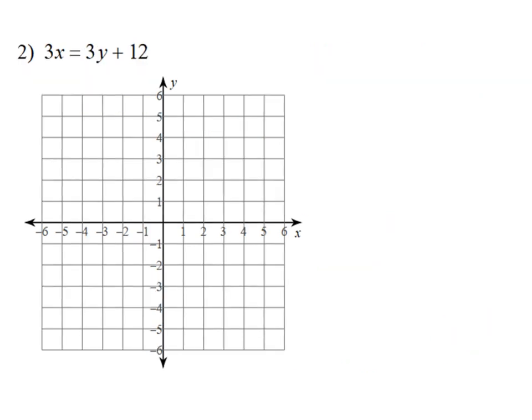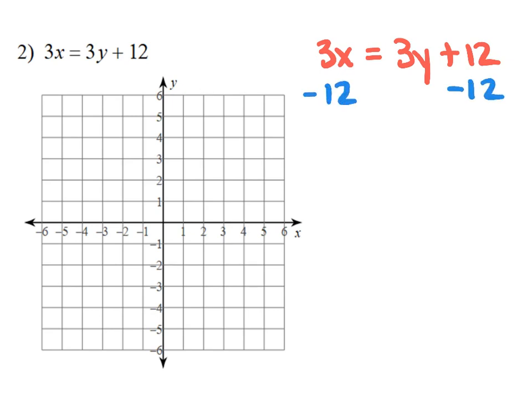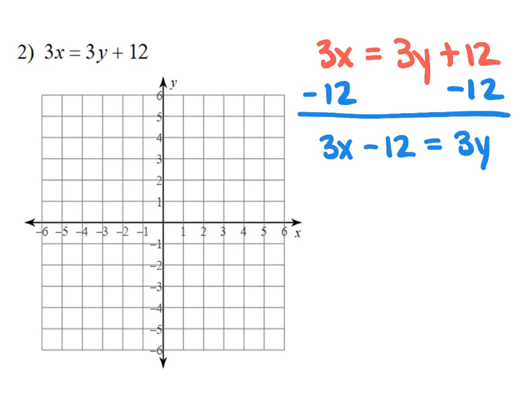In my next example, I'm given the equation 3x equals 3y plus 12. If I want to solve to get y by itself, this time I'm just going to move the 12 over. So I would subtract 12 from both sides to get 3x minus 12 equals 3y. Now the last thing I have to do is get rid of the 3 that's in front of the y. So I divide everything on both sides by 3 to get 3x divided by 3 is just x. Negative 12 divided by 3 is negative 4 equals y.